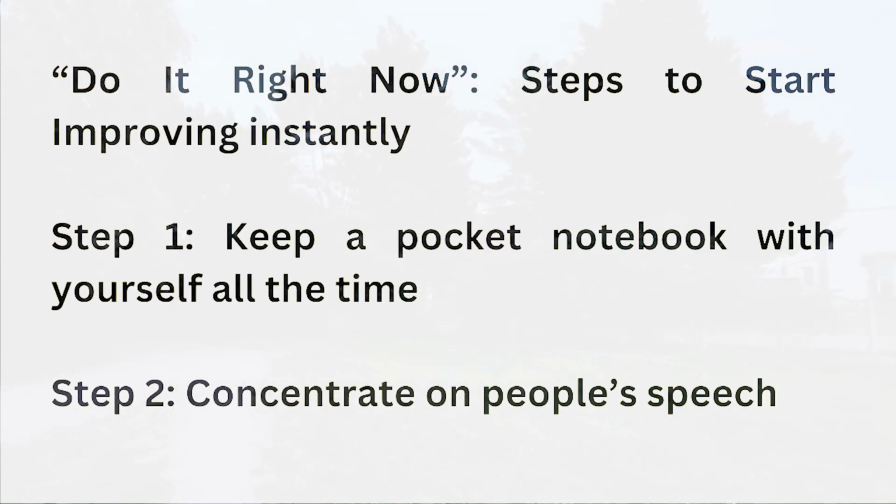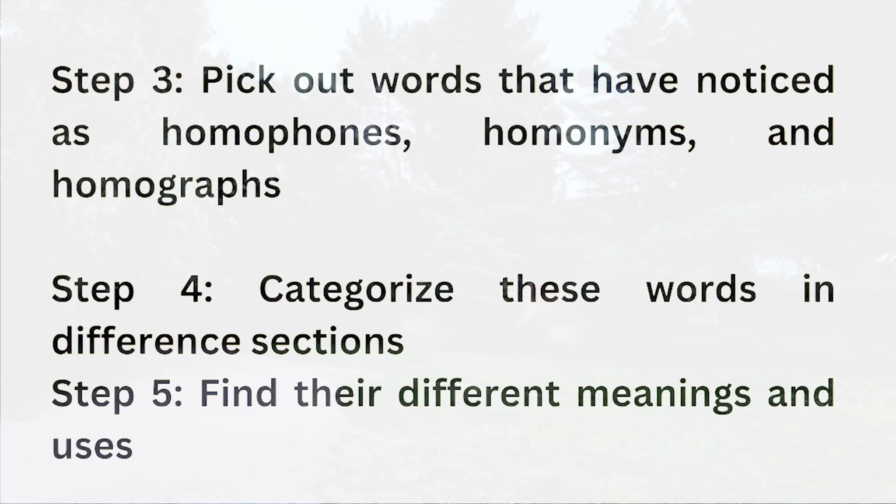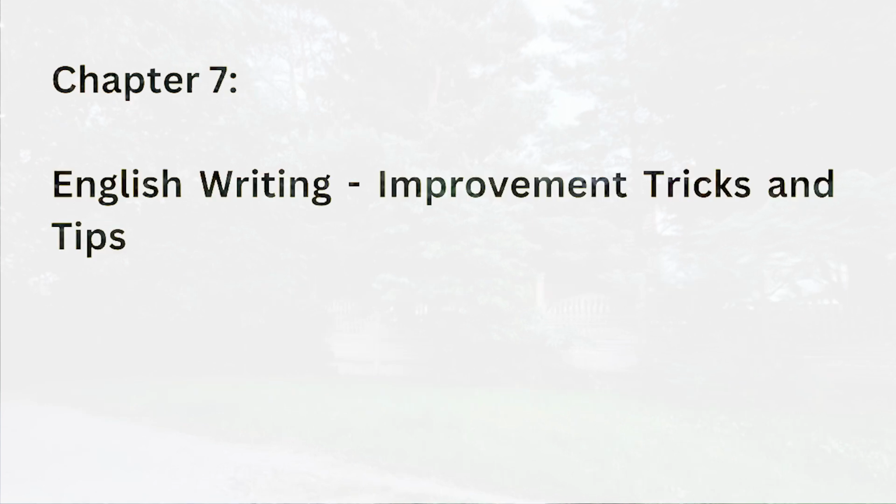Do it right now. Steps to start improving instantly. Step 1. Keep a pocket notebook with yourself all the time. Step 2. Concentrate on people's speech. Step 3. Pick out words that you have noticed as homophones, homonyms, and homographs. Step 4. Categorize these words in different sections. Step 5. Find their different meanings and uses.